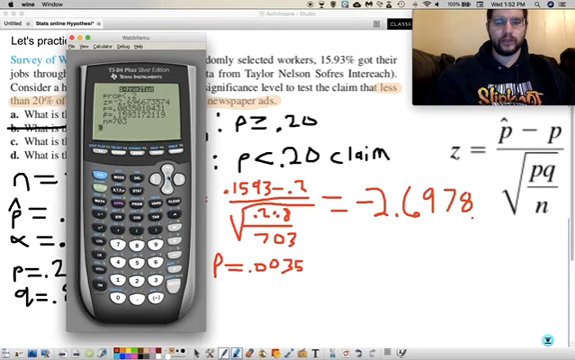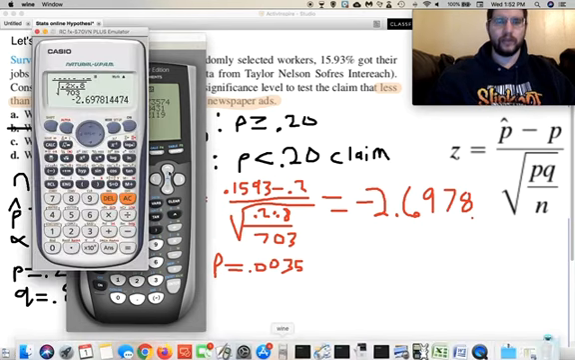Now you could also use the inverse norm on the TI, but why bother? Because it gives you your test statistic without doing all the work, and it also gives you your p-value without doing the work. So TI users, you got a huge advantage here. Shouldn't be failing.